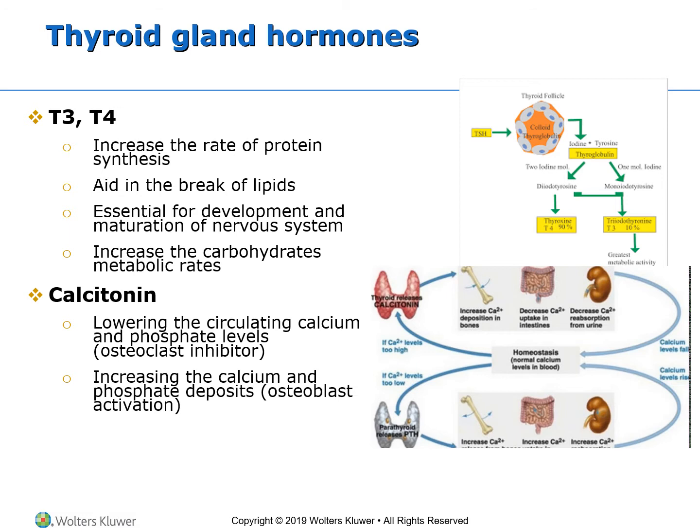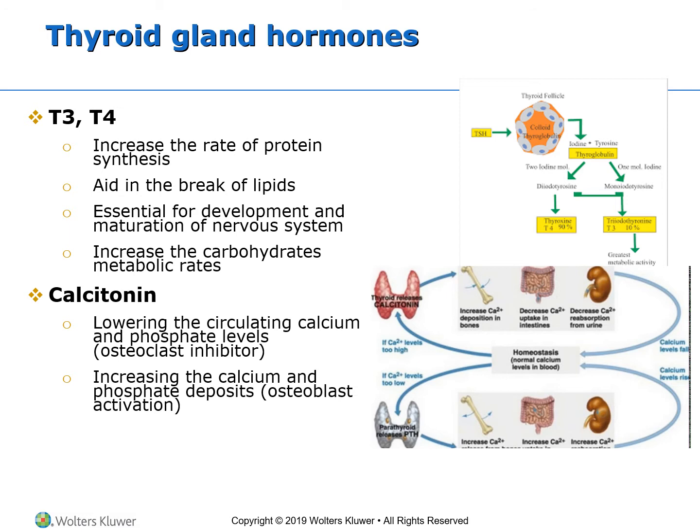While we have another hormone that is also secreted in the thyroid, in different cells, not in the same type of cells as the thyroid hormones, that is called calcitonin. It's secreted by the C cells in the thyroid gland. And the main function of calcitonin is to lower the circulating levels of calcium and phosphate.